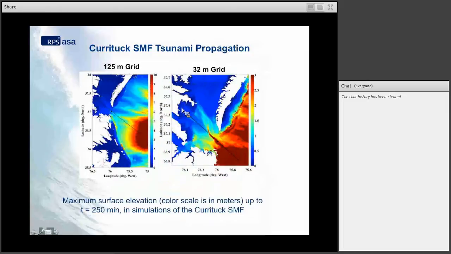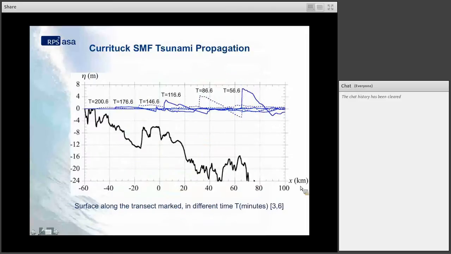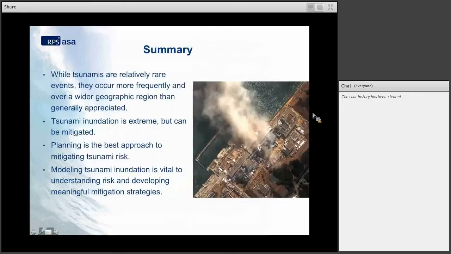Then we looked at the transect, this black line here, to see how the wave is changing when propagating to the west. So here you see different times in minutes. Over the shelf we had a 7 meter wave, and at the mouth of Chesapeake Bay we have about 3 meter wave height. So again, I'm saying that we needed a very high resolution to be able to do this simulation.